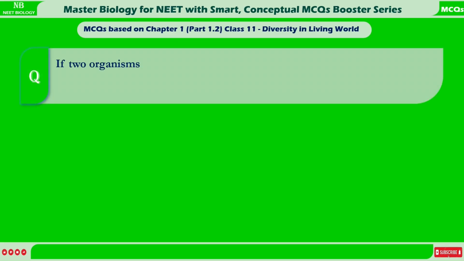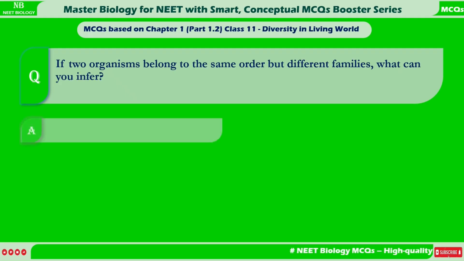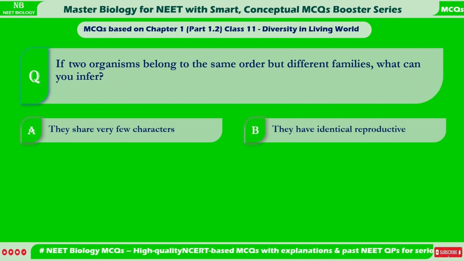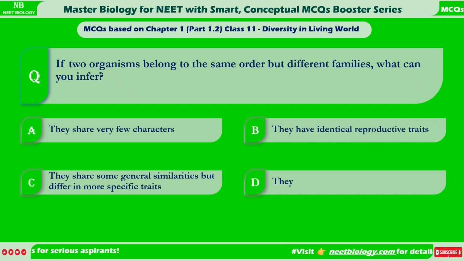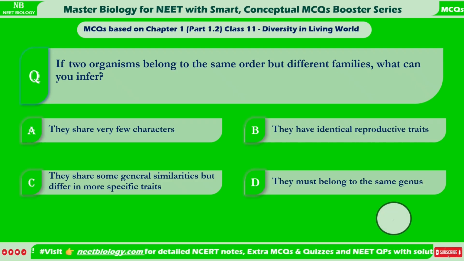If 2 organisms belong to the same order but different families, what can you infer? A. They share very few characters. B. They have identical reproductive traits. C. They share some general similarities but differ in more specific traits. D. They must belong to the same genus.